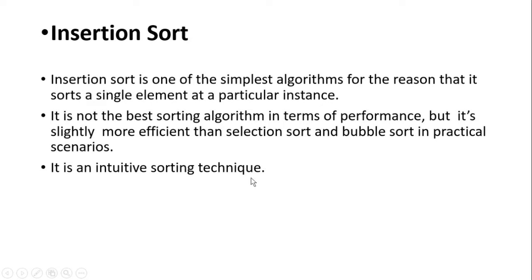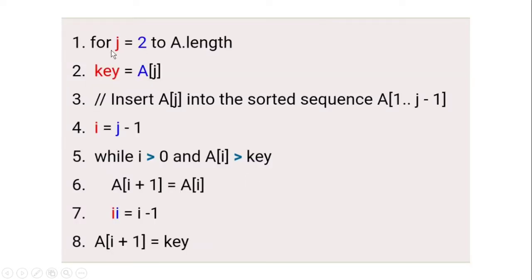Now next, here's the implementation of insertion sort. For j equals 2 to A.length, key equals A[j]. Now you can see the code implementation of insertion sort.